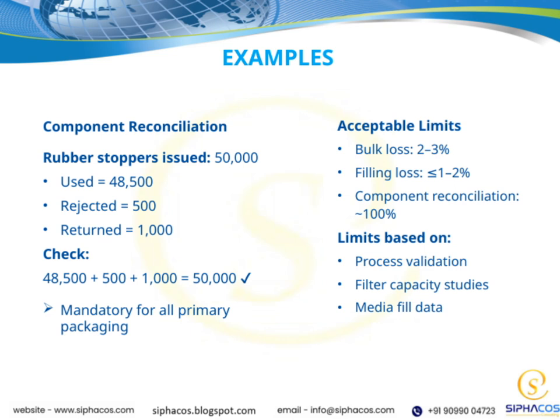Now let's consider a practical example with rubber stoppers. Suppose we issued 50,000 stoppers. Out of these, 48,500 were used, 500 were rejected, and 1,000 were returned. When we add these numbers up, 48,500 used, 500 rejected, and 1,000 returned, it totals exactly 50,000, which confirms our inventory accuracy. It's important to remember that maintaining these limits and conducting such checks is mandatory for all primary packaging processes. This ensures quality, consistency, and compliance across our operations.